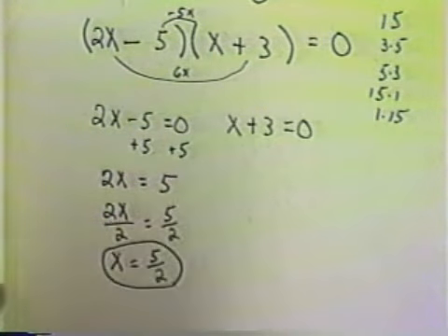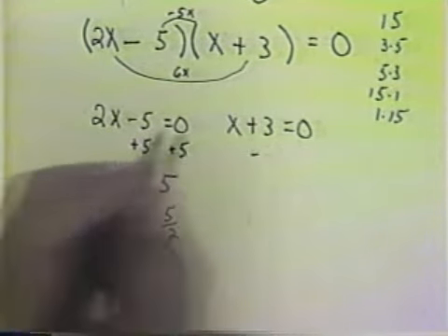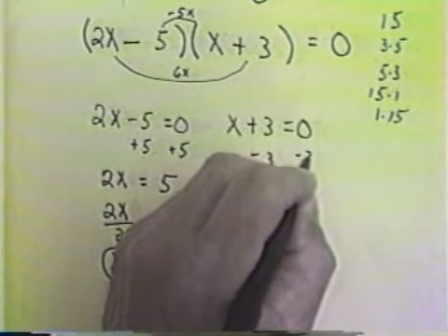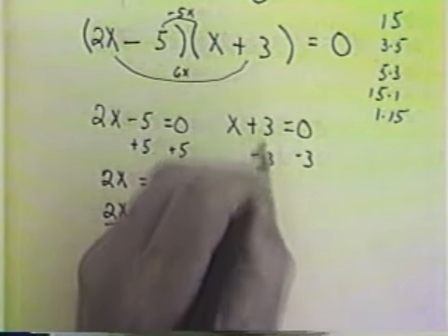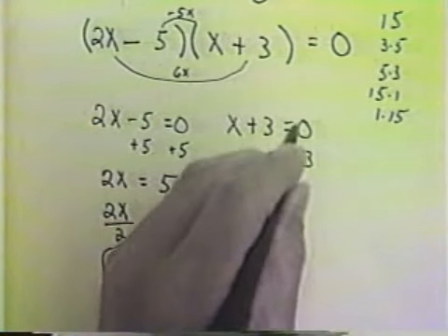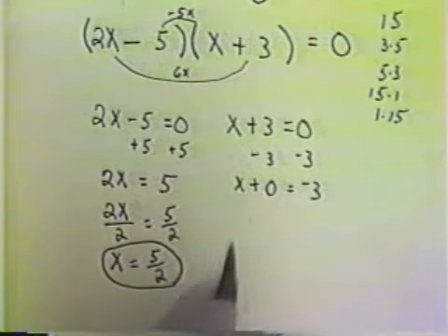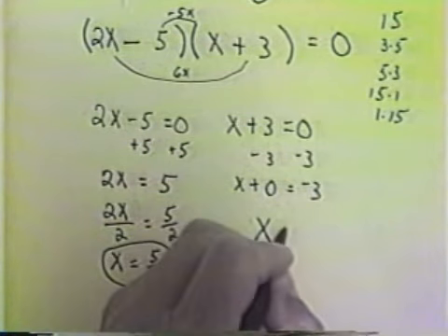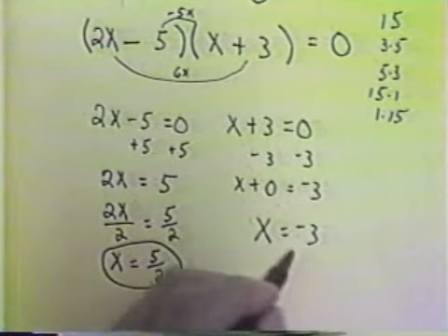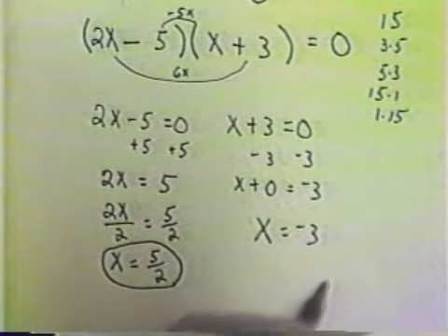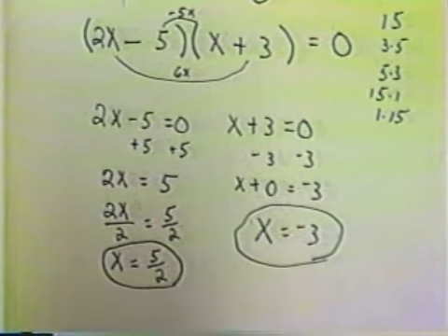Now for x plus 3 is equal to 0, I need to add a negative 3 to both sides, which gives me x plus 3 plus negative 3 is 0. 0 plus negative 3 is negative 3. Of course, x plus 0 is x, so I get x is negative 3. I decided to put in that extra step in case you missed it when I talked about it. So we get the two answers we expect. x is 5/2, x is negative 3.